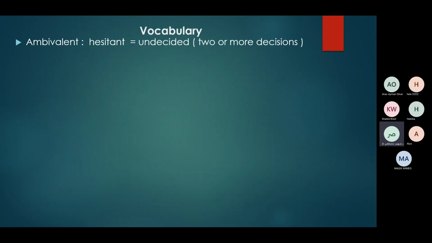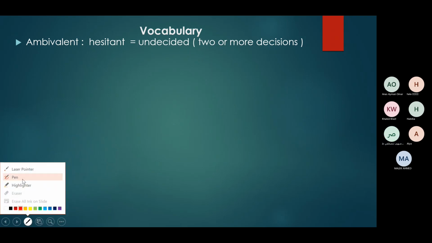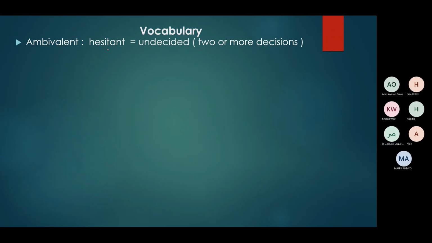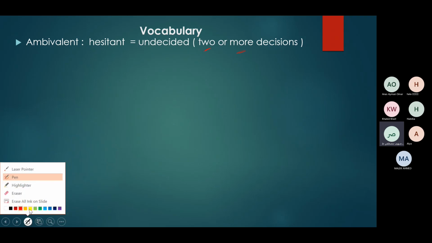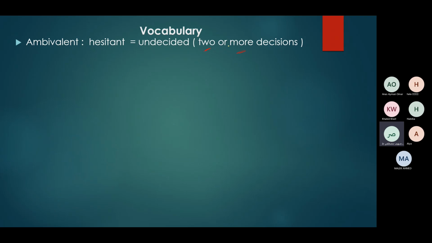Let's read these vocabulary words. Ambivalent. The first word is ambivalent, which means hesitant or undecided, when you have two or more decisions. Imagine that somebody wants to go to the park. Oh, should I go? No, I want to go to school. No, I want to go to my friend's house. So he can't decide what to choose.